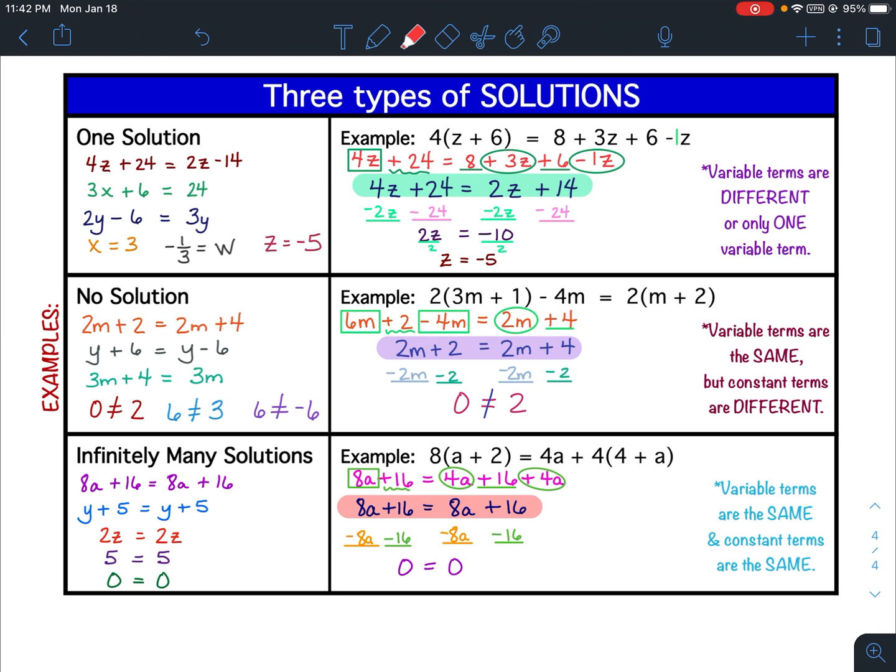And then you determine if the variable terms are different, then it is one solution. If the variable terms are the same but the constant terms are different, then it is no solution. Or if everything is exactly the same, so the variable terms are the same and the constant terms are the same, then it's infinitely many solutions.